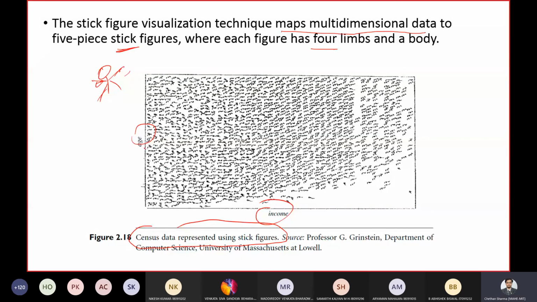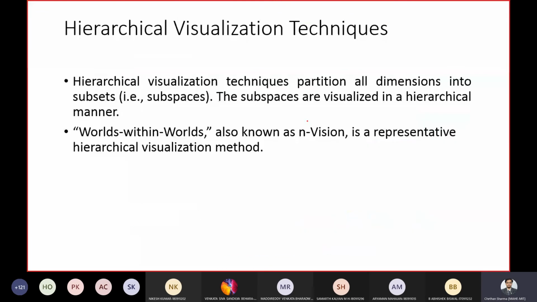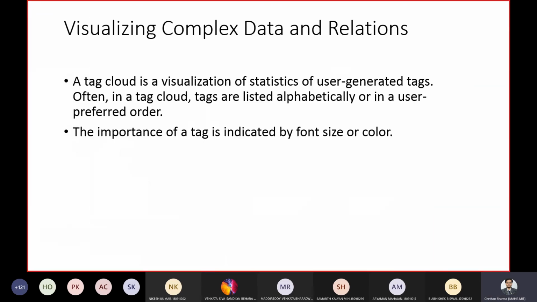Okay. So here, with respect to this particular example, you can tell that age and income represent the x and y axis. Then the other things, say gender, education, and other remaining things are given to the 4 limbs of the stick figure, and they are plotted here. So this is one way. So the next is hierarchical visualization techniques.